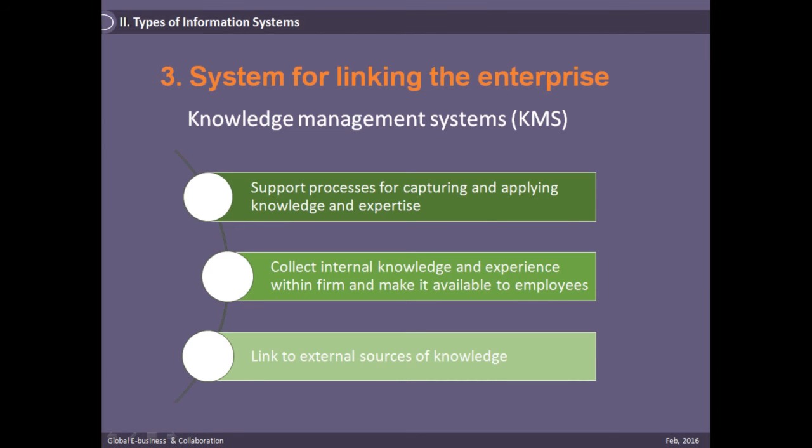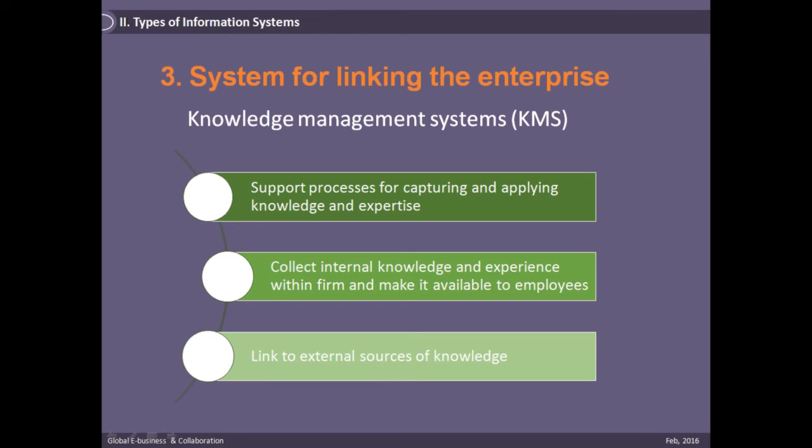Last but not least, knowledge management system. Some firms perform better than others because they have better knowledge about how to create, produce, and deliver products and services. Knowledge management systems support processes for capturing and applying knowledge and expertise. This system collects all relevant knowledge and experience in the firm and makes it available wherever and whenever it is needed to improve the firm's operation. They also link the firm to external sources of knowledge.